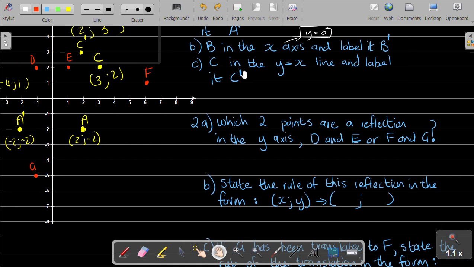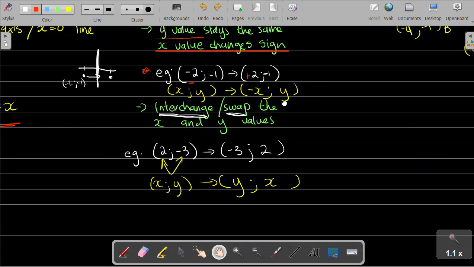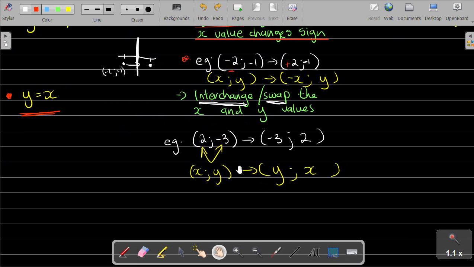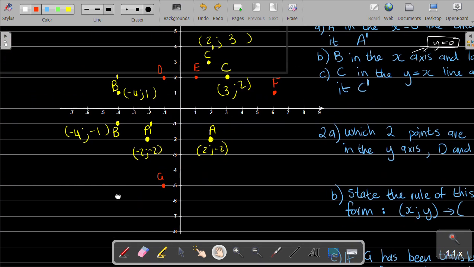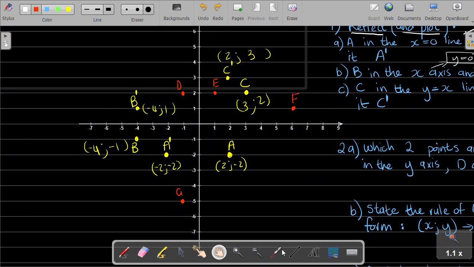let's look at C. So C is reflection in the y equals x line, and label it C transform. So what did we say about the y equals x line? They just simply swap positions. So over here, C is at 3, and it's moved up 2, so it's (3, 2). And if we swap them, it should become (2, 3). So that is 2 and 3, and that's C transformed, and that is your full marks over there.